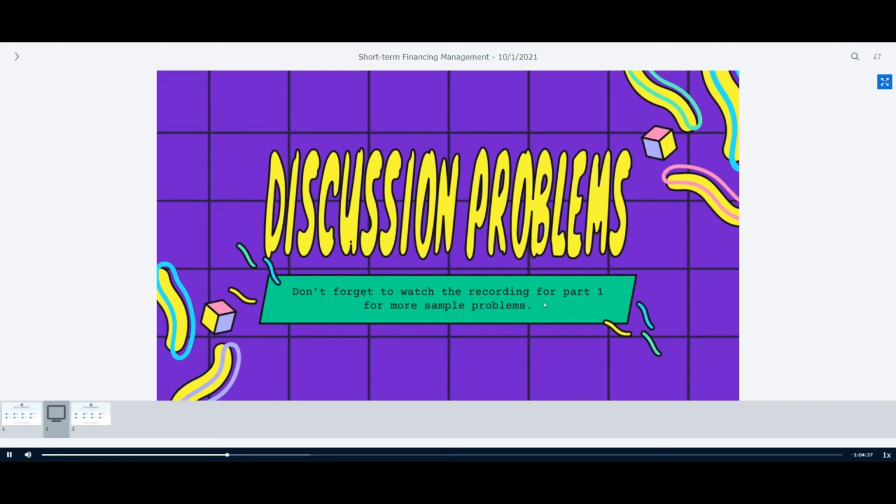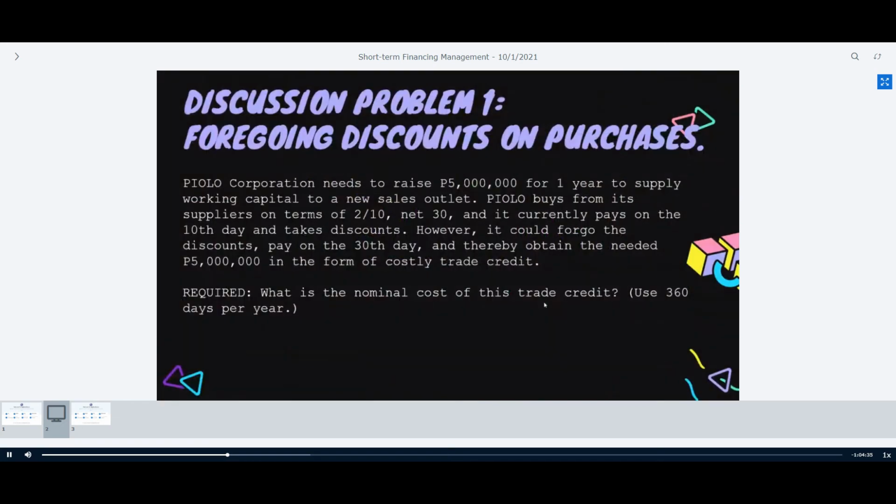Okay, so with that, let's go to discussion problem 1. So foregoing discounts on purchases. So let me read the requirement first. What is the nominal cost of this trade credit? So ito class, use 360 days per year. So sabi ko, pag sinabi ni problem na 360, do not argue. No? So let's use 360 days per year. So let me read the problem.